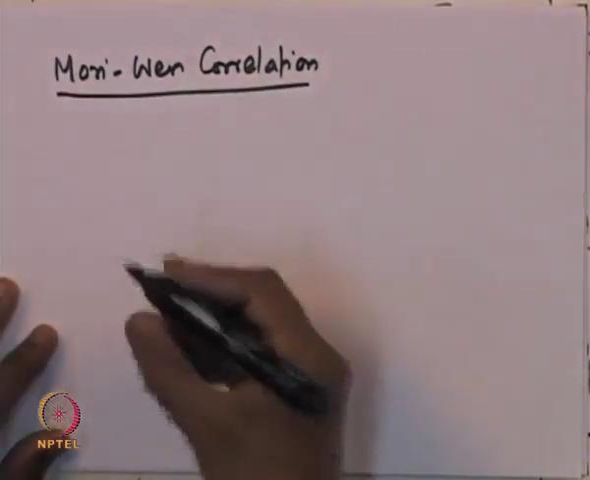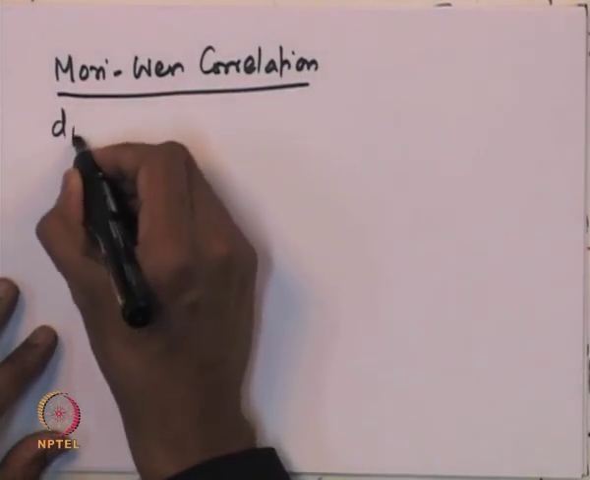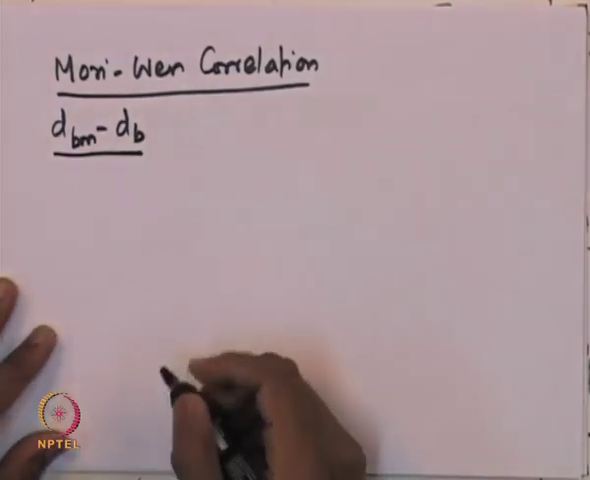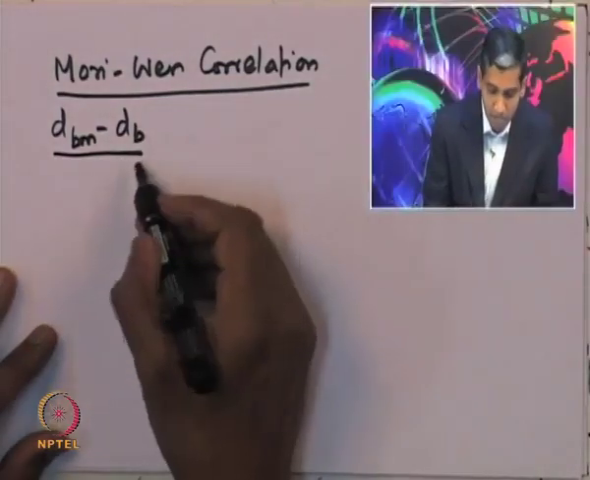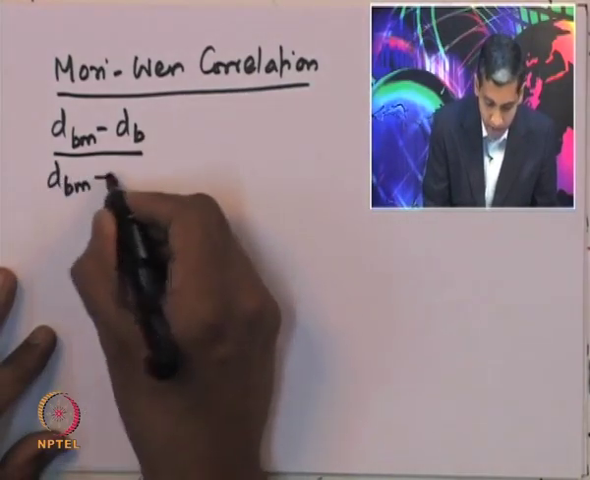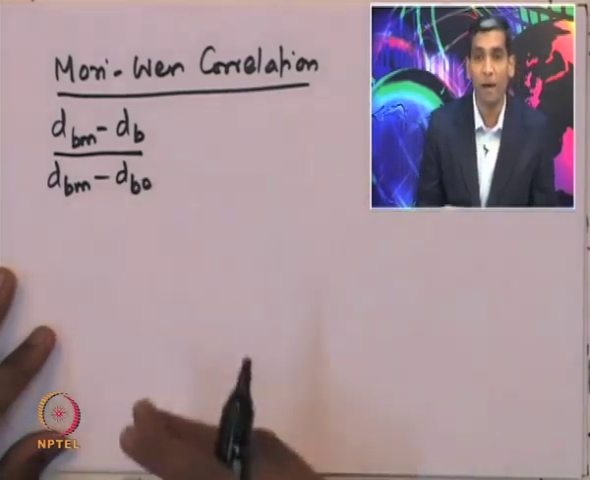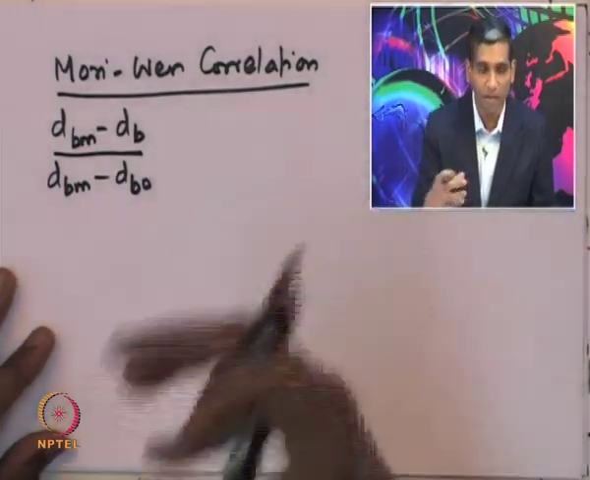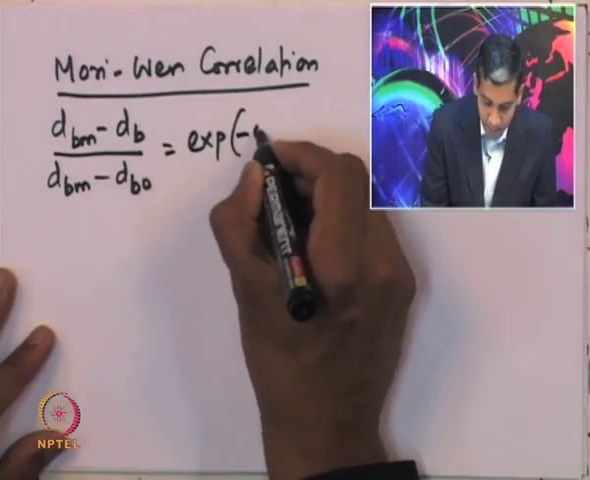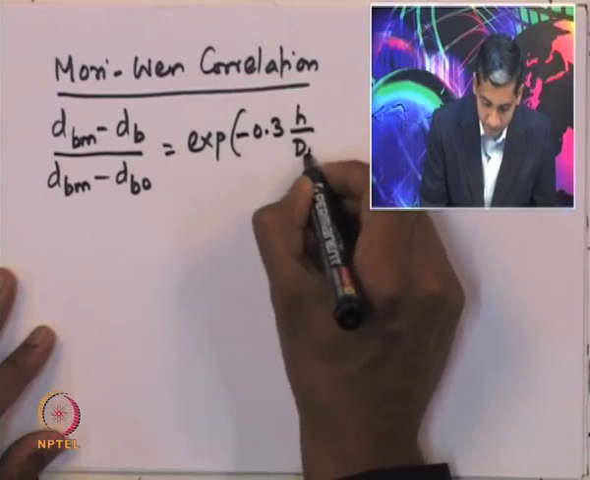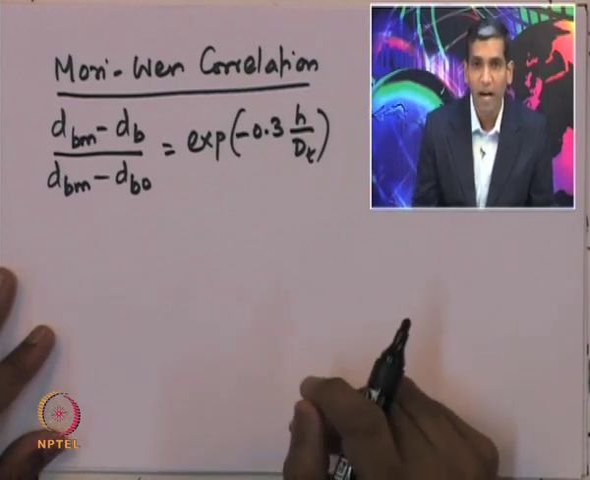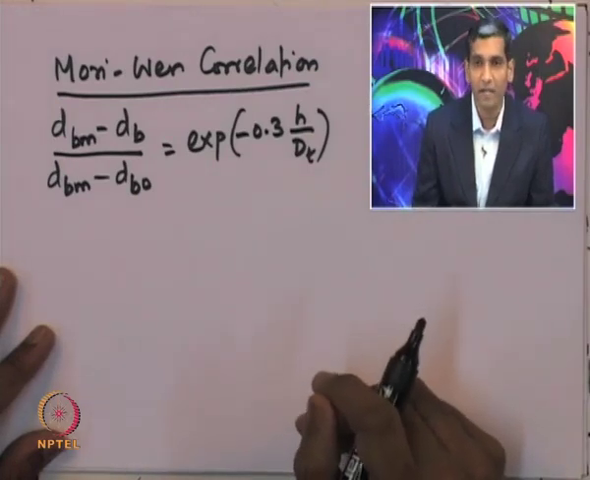It is the Mori-Wen correlation. The correlation goes like this: (dBm − dB)/(dBm − dB0), which is the maximum possible bubble diameter minus the diameter of a particular bubble, divided by the maximum possible diameter minus the diameter of the bubble when it is just formed, that is the initial bubble diameter, should be equal to exp(−0.3 h/dt), where h is the height at which the particular bubble is being observed and dt is the diameter of the bed.